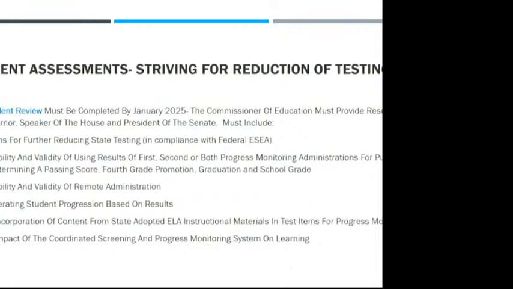They're also going to look at the feasibility of maybe not requiring students to take the third assessment if they do well enough on the first two. They're looking at the feasibility of remote administration for virtual students, not to have to come in, for accelerating student progress based on the results, incorporating state-adopted instructional materials into those assessments, and then they also want to research the impact of this new system entirely.